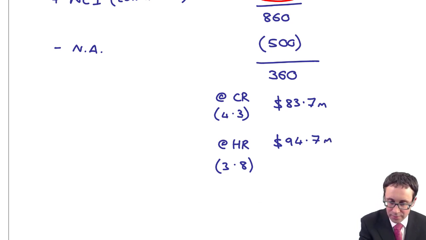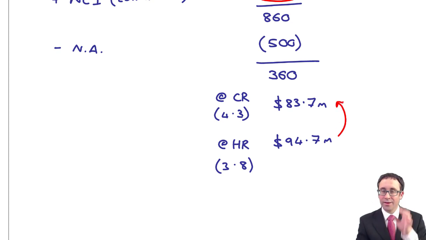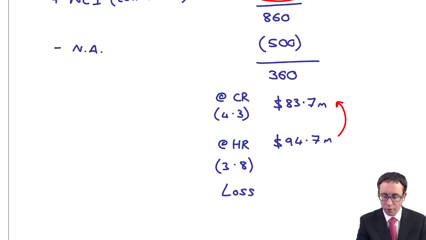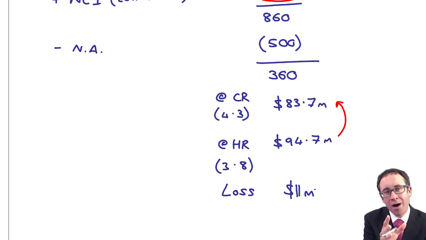Okay, so if that's the case, it's now at 83.7. So the goodwill has fallen. There's been a reduction in the goodwill. So therefore, there's been a loss. A loss of how much? $11 million. Okay. Now that loss needs to be allocated to the parent and the NCI.